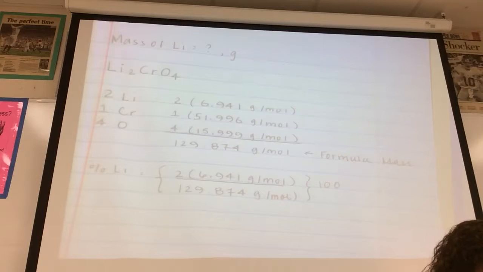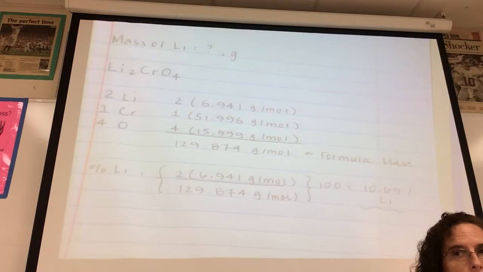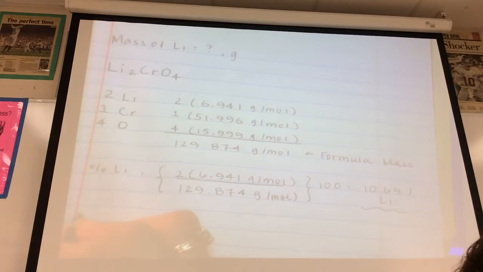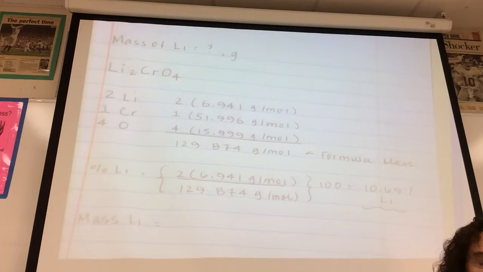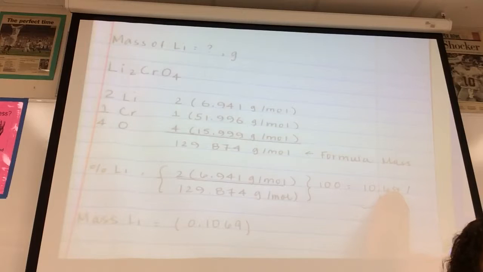All right, so let's get this, and I think a lot of you already got it ahead of me. 10.69% lithium. So that's the first step, and that you knew how to do the other day. The new part is right here. You want to know the mass of lithium. And so with the mass of lithium, you're going to divide this by 100. Just move the decimal 2 to the left. And again, we usually do percent comps to the 100th place. That's what it'll ask for on your quiz.